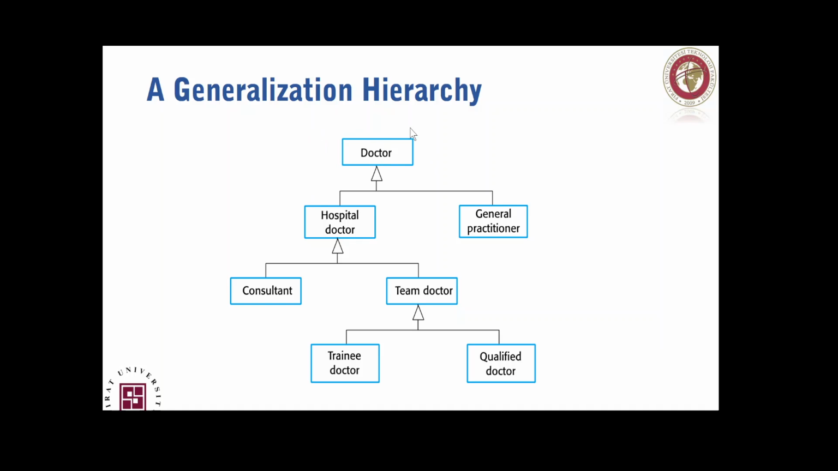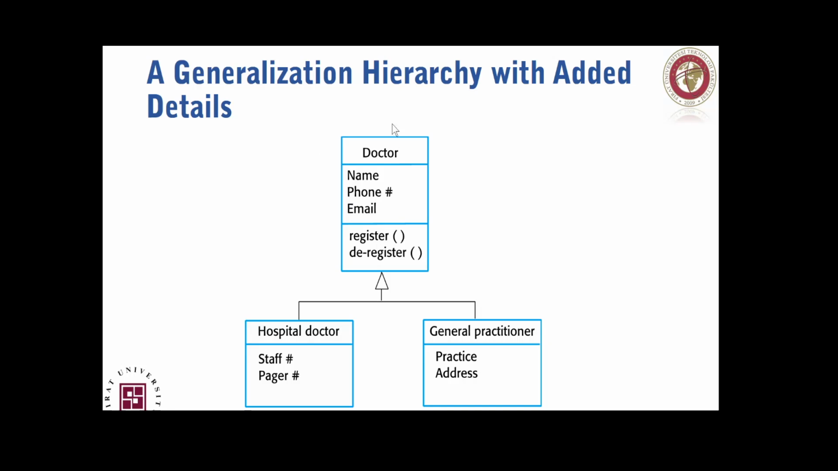They have the same essential characteristics or attributes of doctors. However, they have their own special characteristics other than the general characteristics of doctors. That's what we call generalization. So we have a doctor. Any doctor has a name, a phone number, email, and then we may register this doctor or deregister or unregister this doctor in our record for some reason.